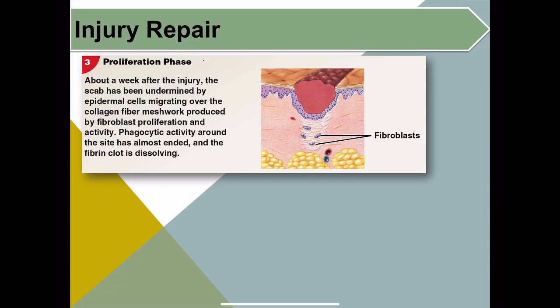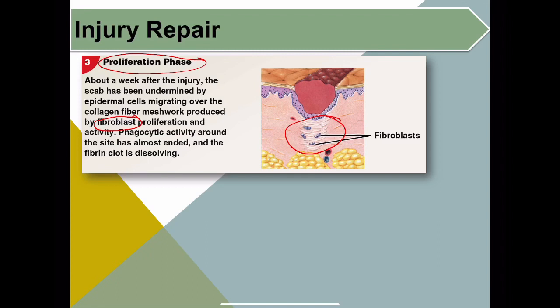Third phase is called the proliferation phase, which is when fibroblasts, remember we talked about specific cells that produce collagen fibers in your connective tissue, are then going to be activated and proliferated. Proliferation means they are multiplying in large numbers. So fibroblasts will then produce lots of collagen fibers to rebuild that dermis layer. And they will increase in activity to really rapidly rebuild the structural support underneath within the dermis layer of the skin.